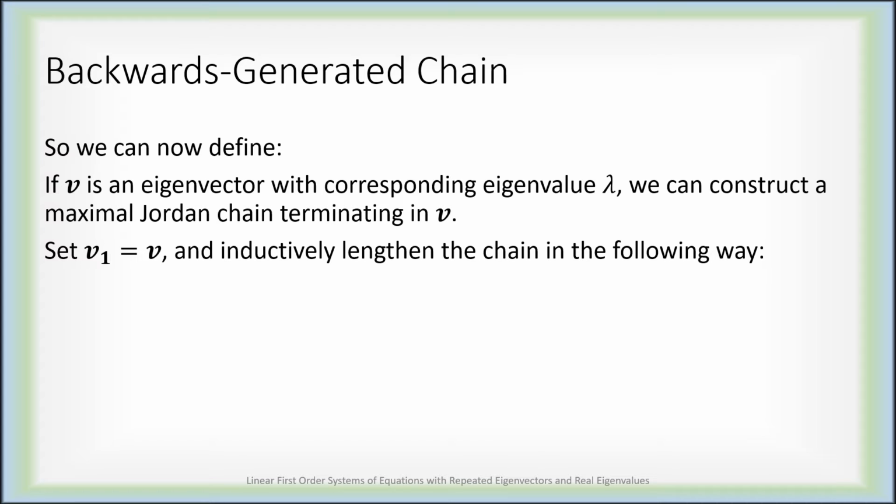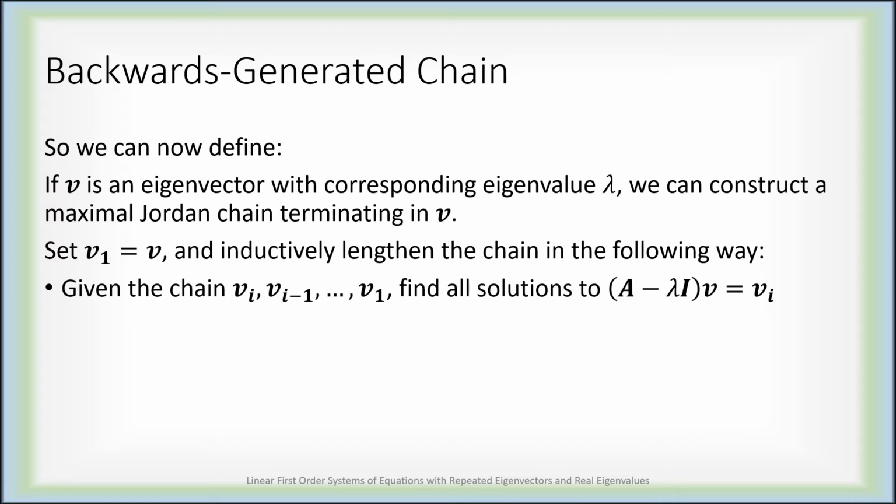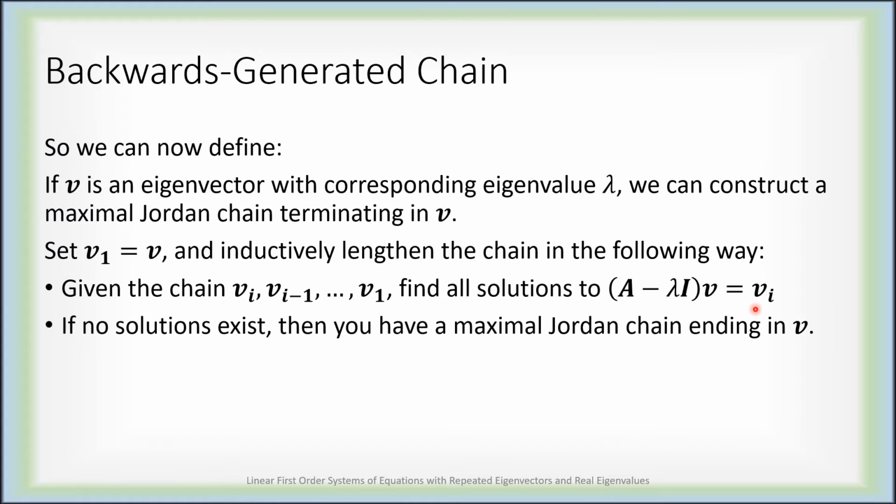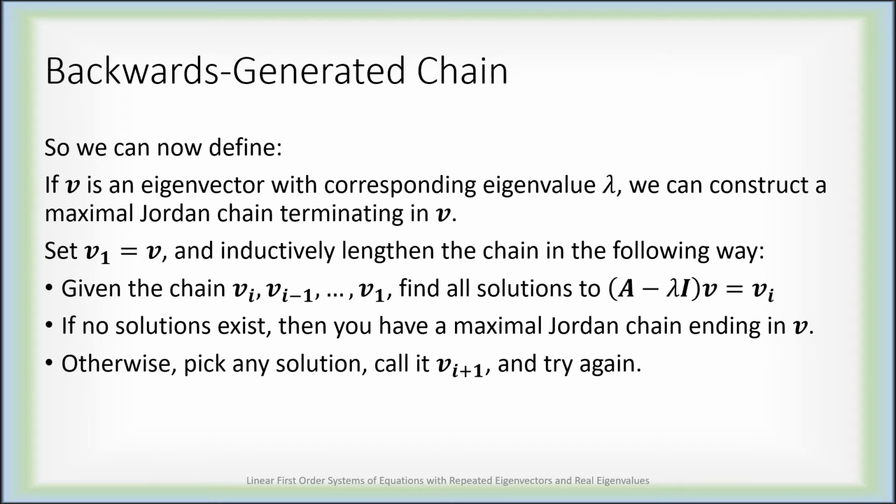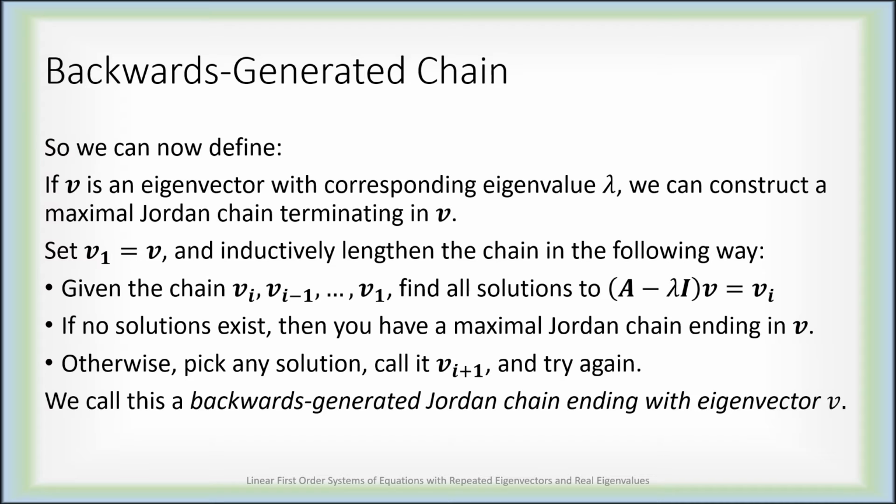Then inductively lengthen the chain in the following way. Suppose we've generated a bunch of terms of the chain, ending in now v sub i. Find all solutions to A minus lambda I v equals vi. If no solutions exist, by definition, you now have a maximal Jordan chain ending in the v that you started with, v sub 1. Otherwise, pick a solution, call it v sub i plus 1, and try again. We call this a backwards generated Jordan chain ending with v. It's a Jordan chain, but we started at the end and worked to get higher and higher into it, so we call it backwards generated.